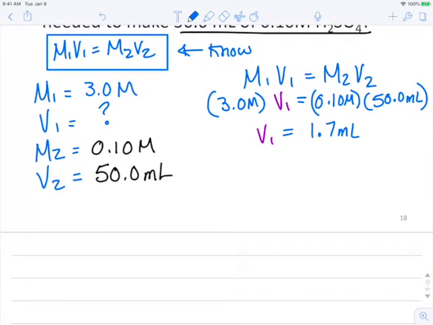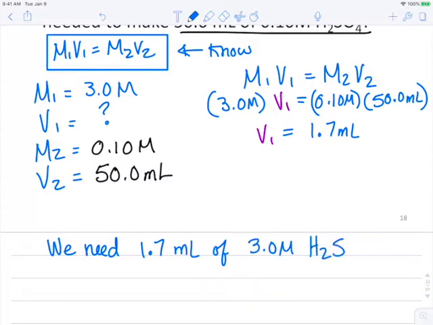All right, so what this is saying is we need 1.7 milliliters of our original molarity, which is 3.0 molar sulfuric acid, to make this 50 milliliter solution of 0.1 molar. Now I have another question for you. We want to make 50 milliliters. We're going to use 1.7 milliliters of 3 molar.